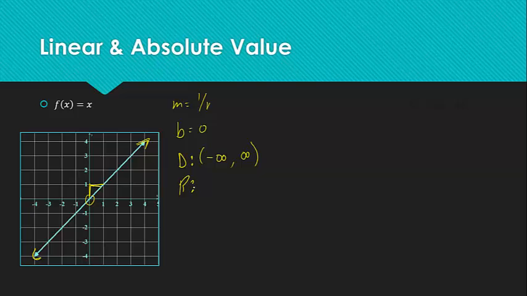Same thing, it goes down forever, so we're going to have negative infinity, and it goes up forever, so we're going to have positive infinity. And remember, it looks like this, your domain is this, and your range is this. Moving on.